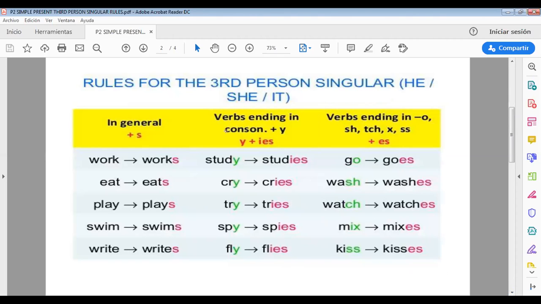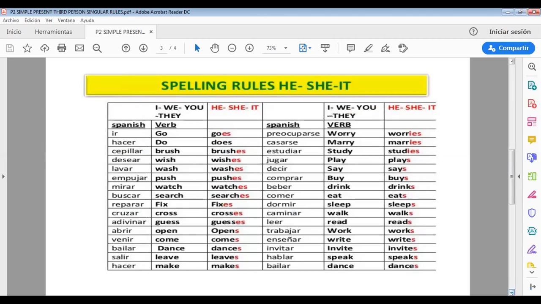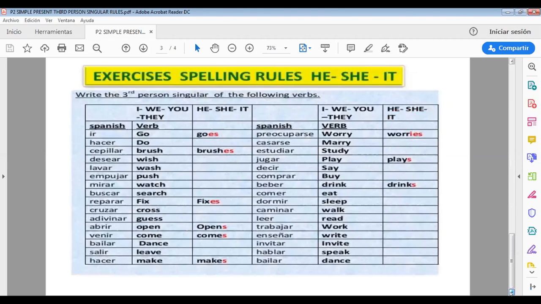And they are here, it's the same rule, but we have here some examples and some verbs already written in the right form. Here I have some other examples that I will send to you in this presentation.